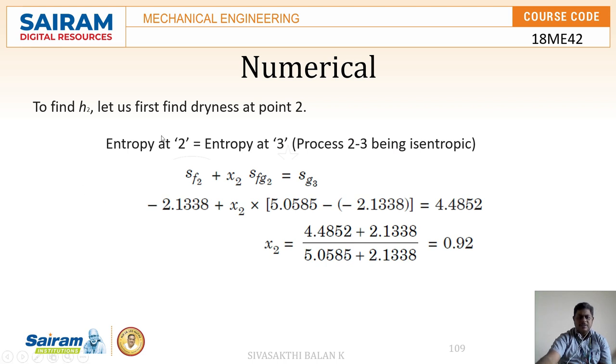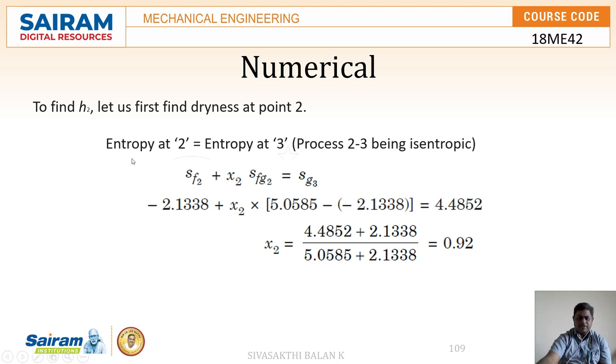Now, to find the enthalpy at state 2, that is the start of the compression, we need to equate the entropy at state 2 and the entropy at state 3, because 2 to 3 is a compression process and it follows an isentropic process. For an isentropic process, entropy remains constant. Because of that, the entropy at state 2, the initial state, as well as state 3, the exit state of the compression process, is equal. When we equate this, we get the formula like this.